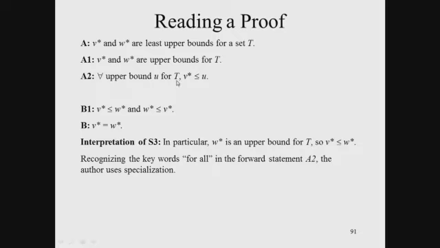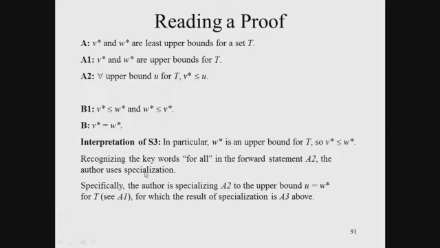Read S3. W star. The author is specializing this for all statement to U equals W star. Is W star an upper bound for T? Do we know that? Yes, from where? A1. The author can apply specialization to this statement using, instead of U, W star.